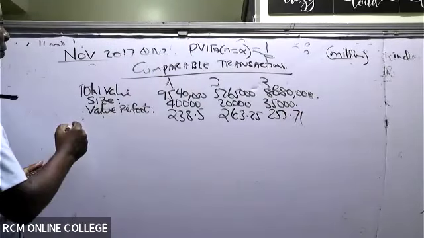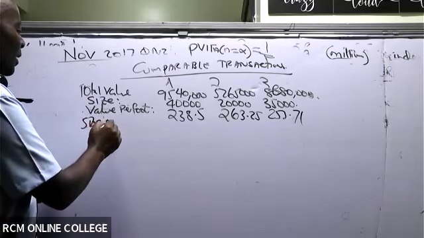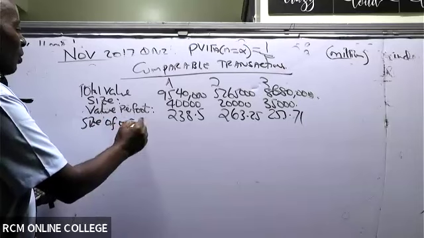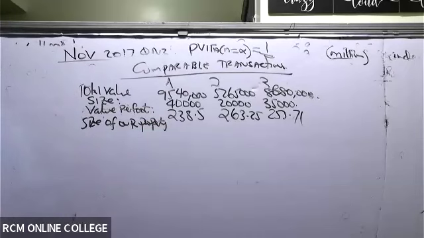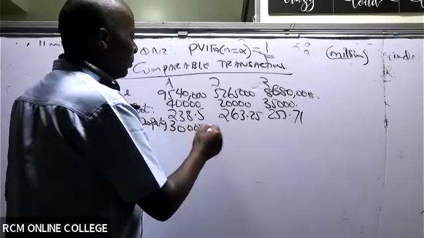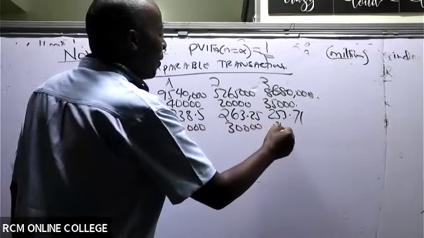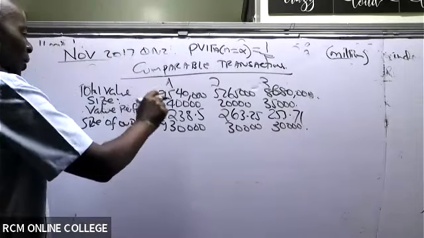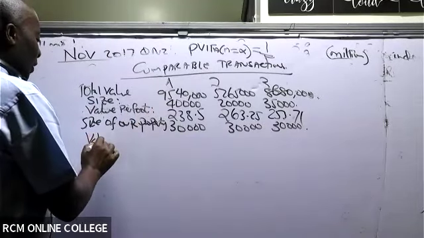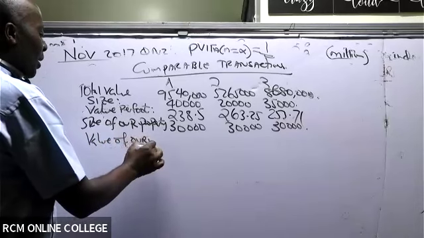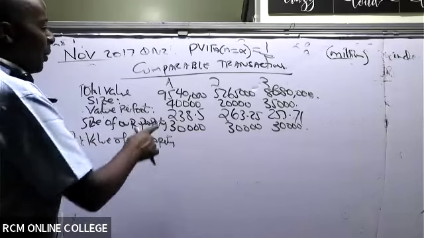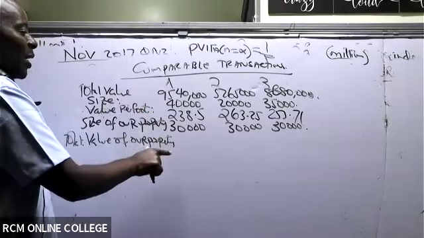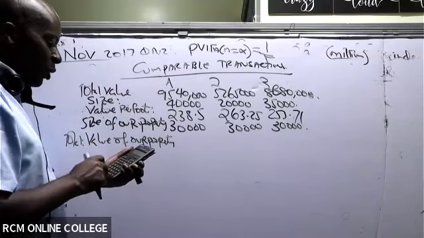Yes. And then now we have here the size of our property to be valued. Regardless of the property in question, our property is 30,000 feet, and on the basis of this you'll be able to get the total value of our property. Remember, this is per foot. So on the basis of property 1, our property will be valued at what?